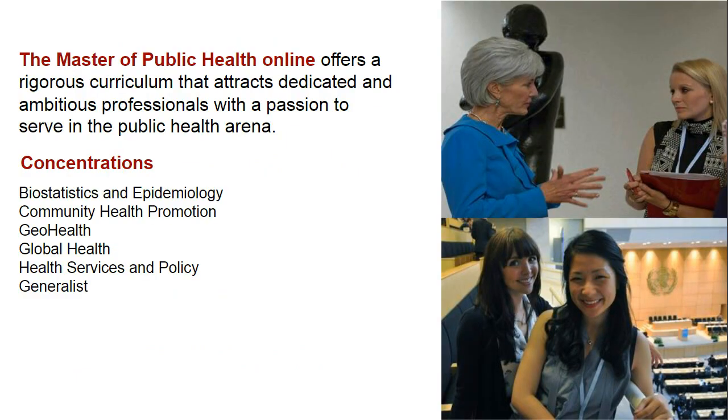A little bit about the program itself. As you may have heard, we offer six different concentrations to specialize in. We have a core curriculum that students complete in public health, the basics of public health, before they go on to their specialized areas, which are the concentrations. In those, we have biostatistics and epidemiology, community health promotion, geohealth, which is a unique concentration in collaboration with the Spatial Sciences Institute at USC, and we also have a concentration in global health, health services and policy, and a generalist concentration. The generalist one is aimed more at folks who already have advanced degrees and want to pick and choose their route in public health, while the rest are really giving foundations in specific areas of public health.